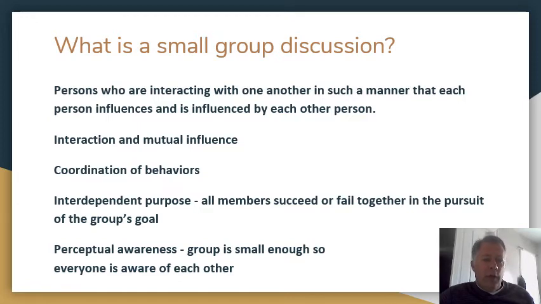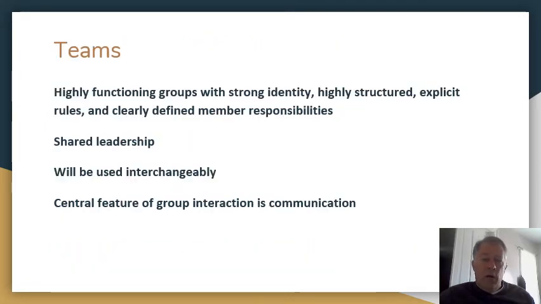Hopefully behaviors will be coordinated. And there it is, interdependent purpose. All members succeed or fail together in the pursuit of the group's goal. Perceptual awareness simply means that the group is small enough in terms of numbers that everyone knows and is aware of the others.